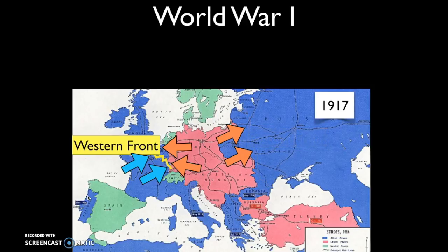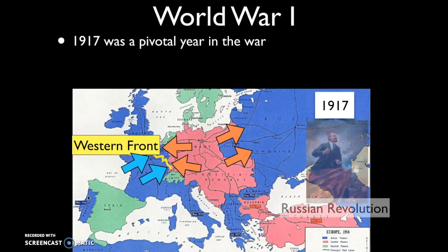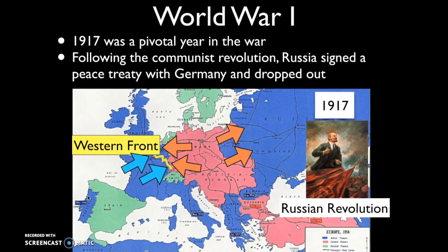Well, 1917 became a really important year in the war. So the war dragged on for 3 years, and then in 1917, a series of important events took place. First, as a result of just incredibly high casualty rates, the people of Russia became very upset and anxious about the progress of the war, and eventually Russia pulls out of the war due to a revolution that's taking place in 1917. So following the Communist Revolution, Russia signs a peace treaty with Germany, and Russia drops out of the war. And this allows Germany and Austria-Hungary to refocus its energies on the Western Front.